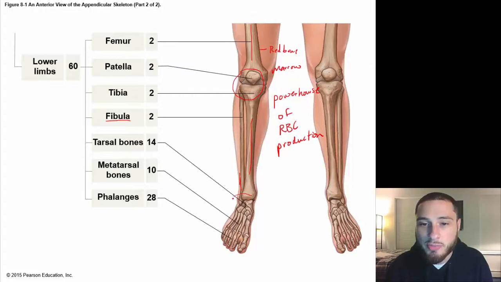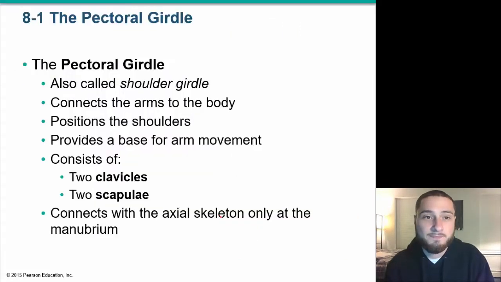And then you have your ankle bones, which are going to be called tarsals, just like in the wrist we call them carpals. Here they are tarsals, and then you're going to have your foot bones as your metatarsals, and then just like your toes and your fingers, they are still called phalanges.